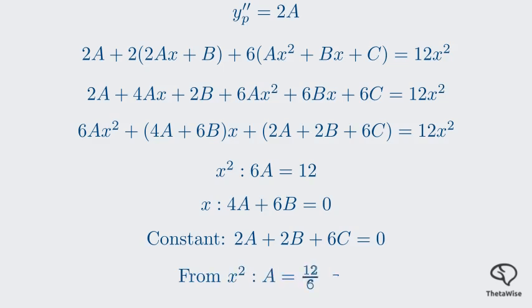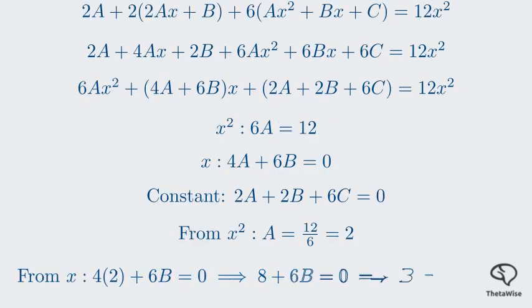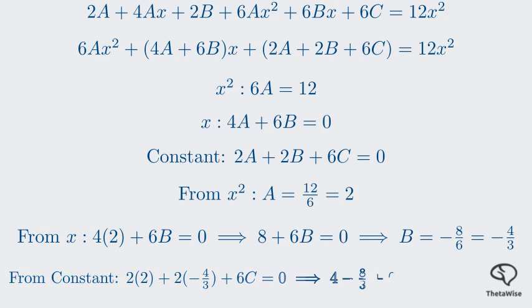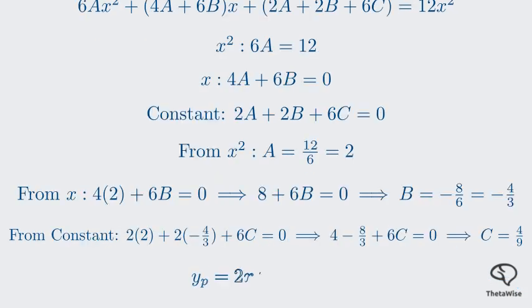We can solve them in order. From the x squared equation, we get A equals 2. Substituting this into the x equation, we get 4(2) plus 6B equals 0, which means 8 plus 6B equals 0, or B equals -8/6 equals -4/3. Finally, substituting A equals 2 and B equals -4/3 into the constant equation gives C equals 4/9. Now we have our coefficients. The particular solution is yp equals 2x^2 minus (4/3)x plus 4/9.